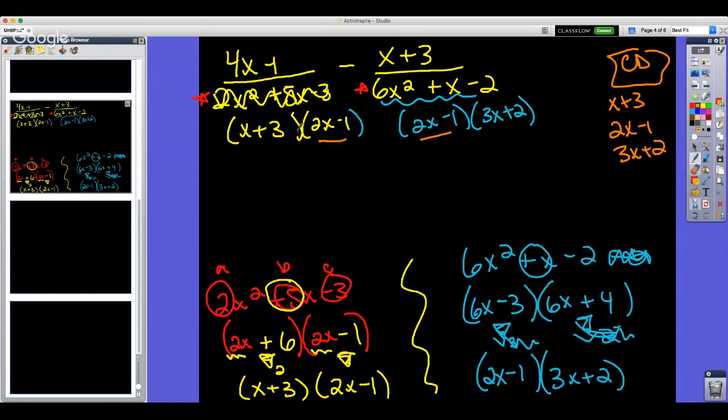What is this one missing? 3x plus 2, right? That's what that's missing. So what I do to the bottom, I do to the? Good. Okay. All right. What's this one missing? X plus 3, right? So what I do to the bottom, I do to the top. Now, is anyone confused right now?